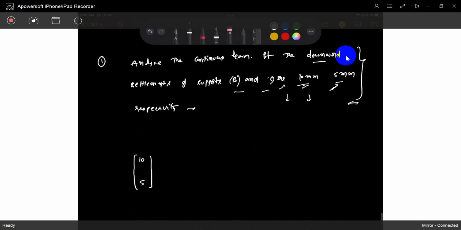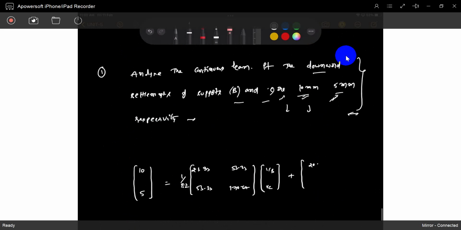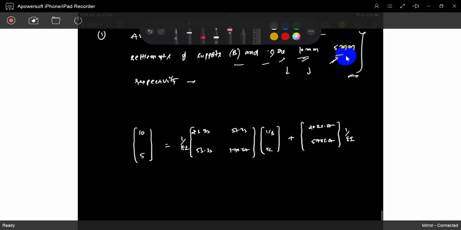B and C settlements, the same matrix: 21.33, 53.33, 53.33, 170.67, 1 by EI, VB and VC taken as positive, 2020, 2026.67, 5706.67, 1 by EI. Just solve it.